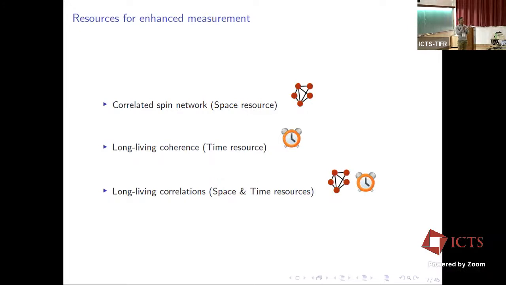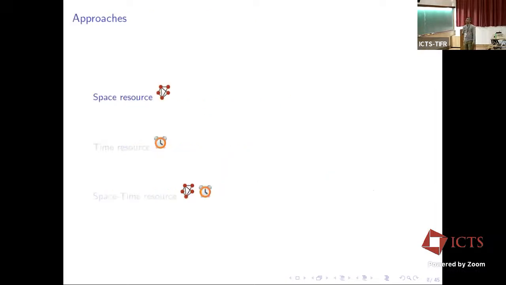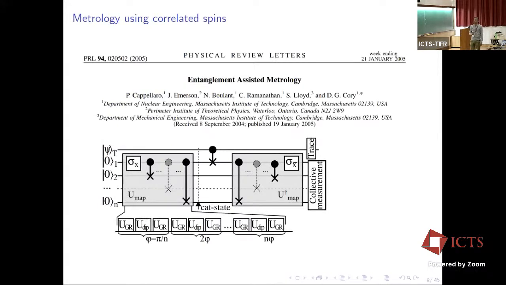The sensitivity, or the error, is inversely proportional to the time during which you can sustain the coherence. And so that is the time resource. In fact, in this meeting, I think the space resource is not as much appreciated as the time resource, so I'm going to spend more time on the space resource. One can think of combining these two, so that you have correlations which are long-lived. That is like having both space and time resource. Okay, so let's start with the space resource.